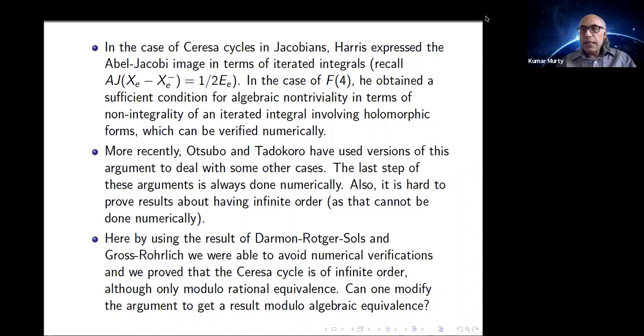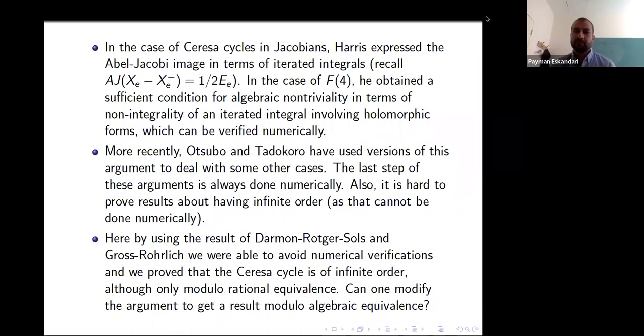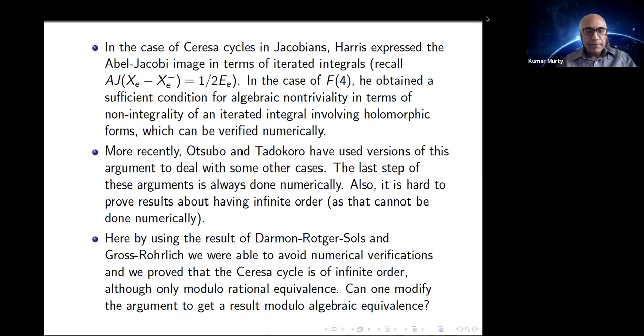So the question still remains what we can do about the infinite order modulo algebraic equivalence, right? Yeah, absolutely. This really seems to require some new idea. That would be very interesting.